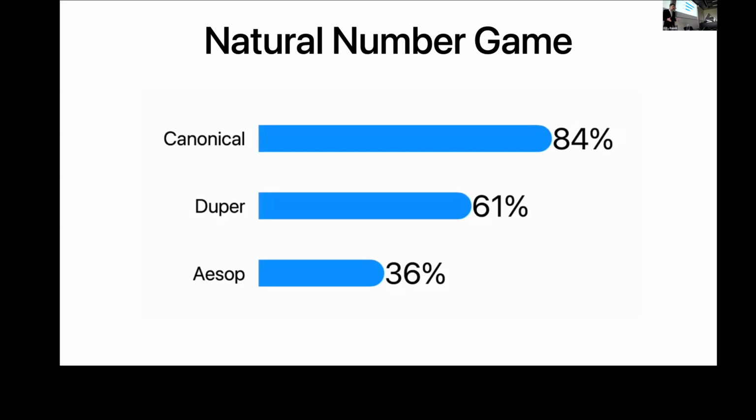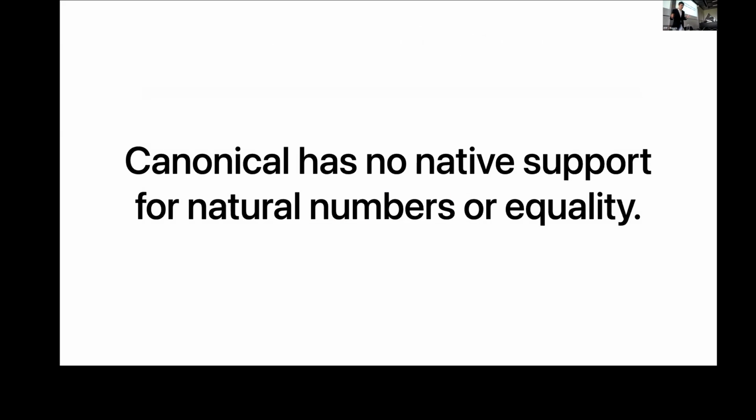But the real interesting thing about this benchmark is that Canonical has no native support for natural numbers or even equality or inequality or anything like this. These are not primitive notions in the search of Canonical. And so the capability of Canonical to reason about these things in this particular benchmark is indicative not just that Canonical has the ability to reason about the natural number game, but indeed any theory of similar complexity which it hasn't seen before. It's this generalization that we're talking about.